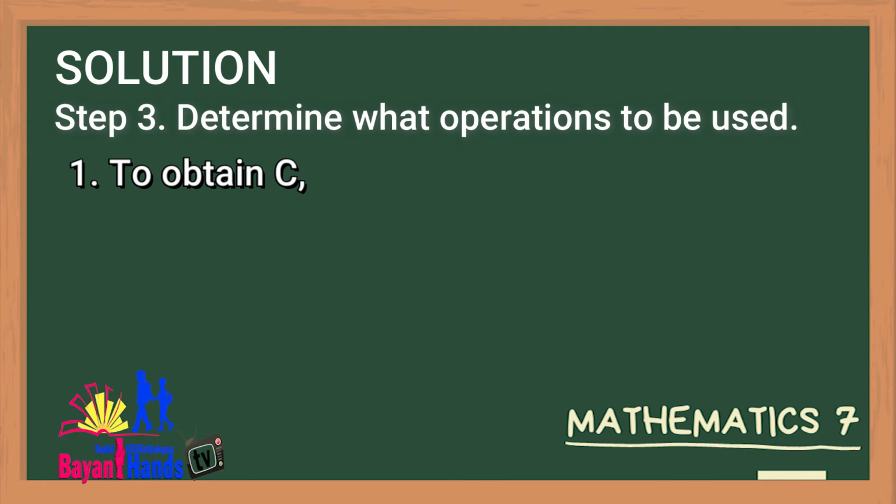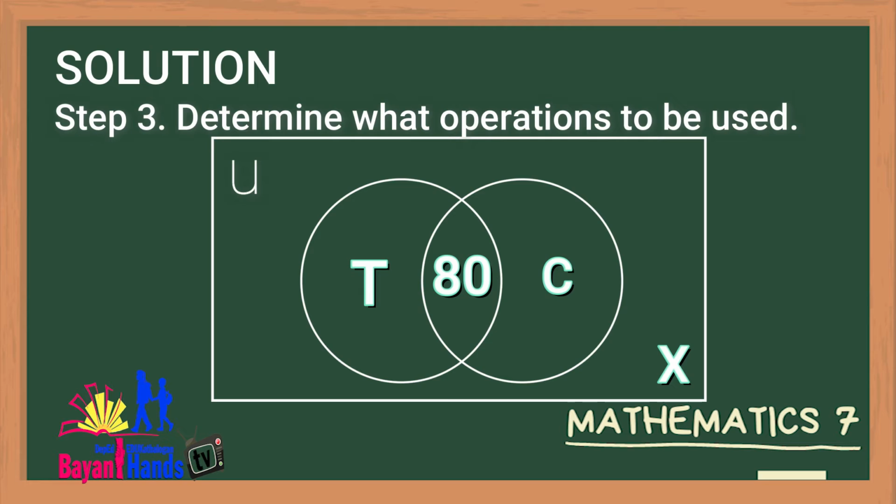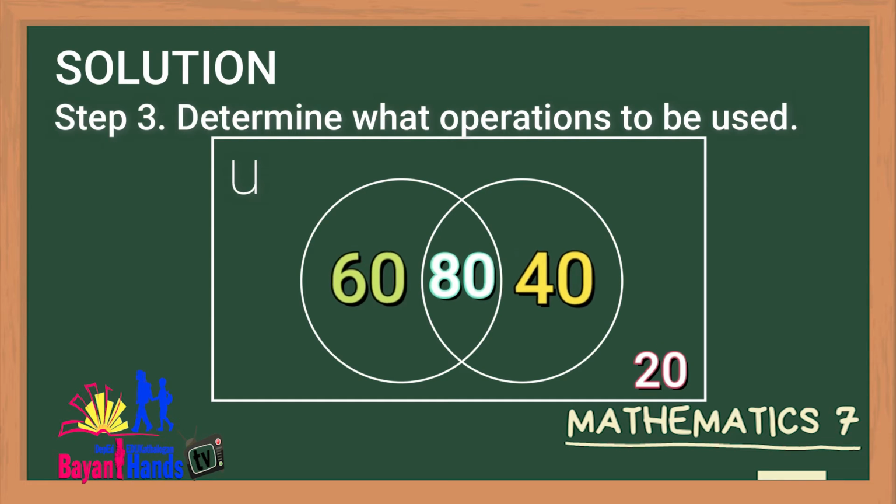Same thing was done to obtain C, giving C equals 40. Then we supply the values for T and C in the diagram respectively. So we have 60 to the left, 80 at the middle, and 40 at the right. But why is the value of x 20?